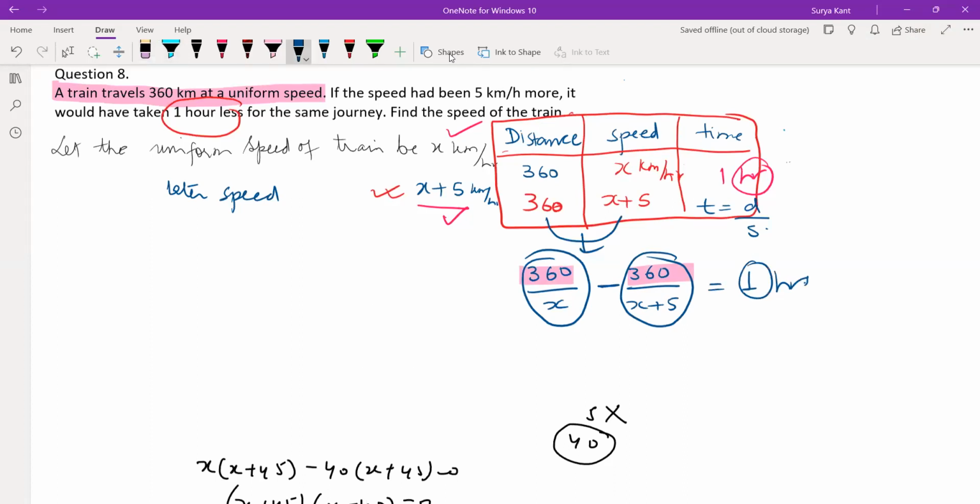Clear now, children? So you have to solve only for the value of x and tell me the answer. All of you solve now. So your equation now is 360 divided by x minus 360 divided by x plus 5 is equal to 1. You can solve now. Take the LCM and solve for x.